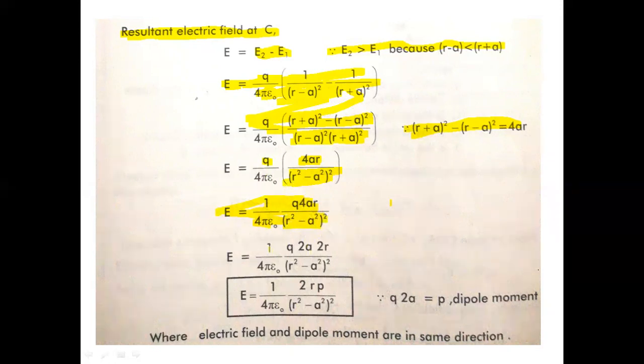In the next step, E is equal to 1 over 4 pi epsilon naught. Q is like that only, but I have written 4AR as 2A into 2R. I can write that because the value is not changed, right, dear students? But as you know, Q into 2A can be written as P. What is P? That is the dipole moment. Q into 2A is equal to P, the dipole moment.